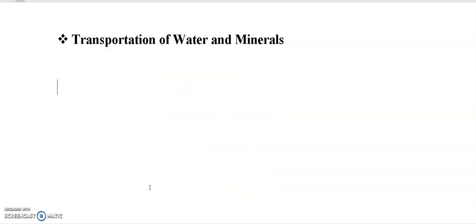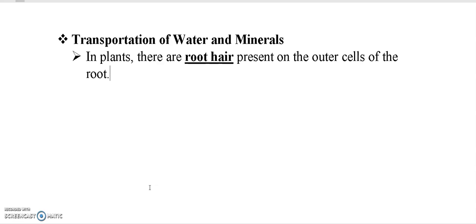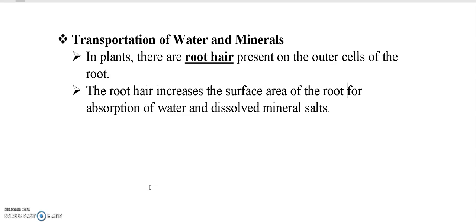So in the transportation of water and minerals, the first thing is that in plants, root hair is present on the outer cells of the root. Why these root hair? Because they increase the surface area of the root for the absorption of water and dissolved mineral salts. In water and in soil, there are dissolved mineral salts which are necessary for the growth of the plant. Now, this water and dissolved mineral salts enter the plant through this thin root hair.